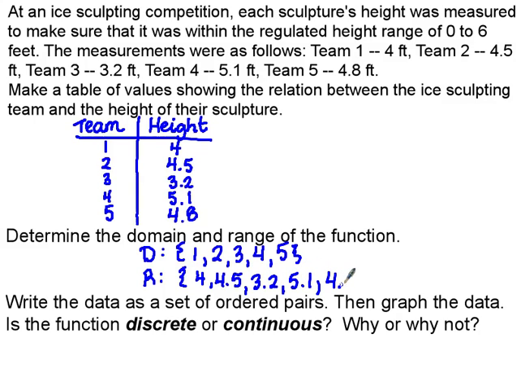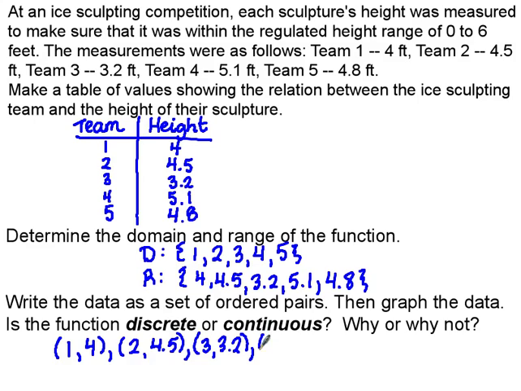Nice job. Okay, so there's your range. That's just your second column again. Now it says write the data as a set of ordered pairs. So my first ordered pair is going to be what? 1, 4. Good. What's my next ordered pair? Nice job. What's my next one?